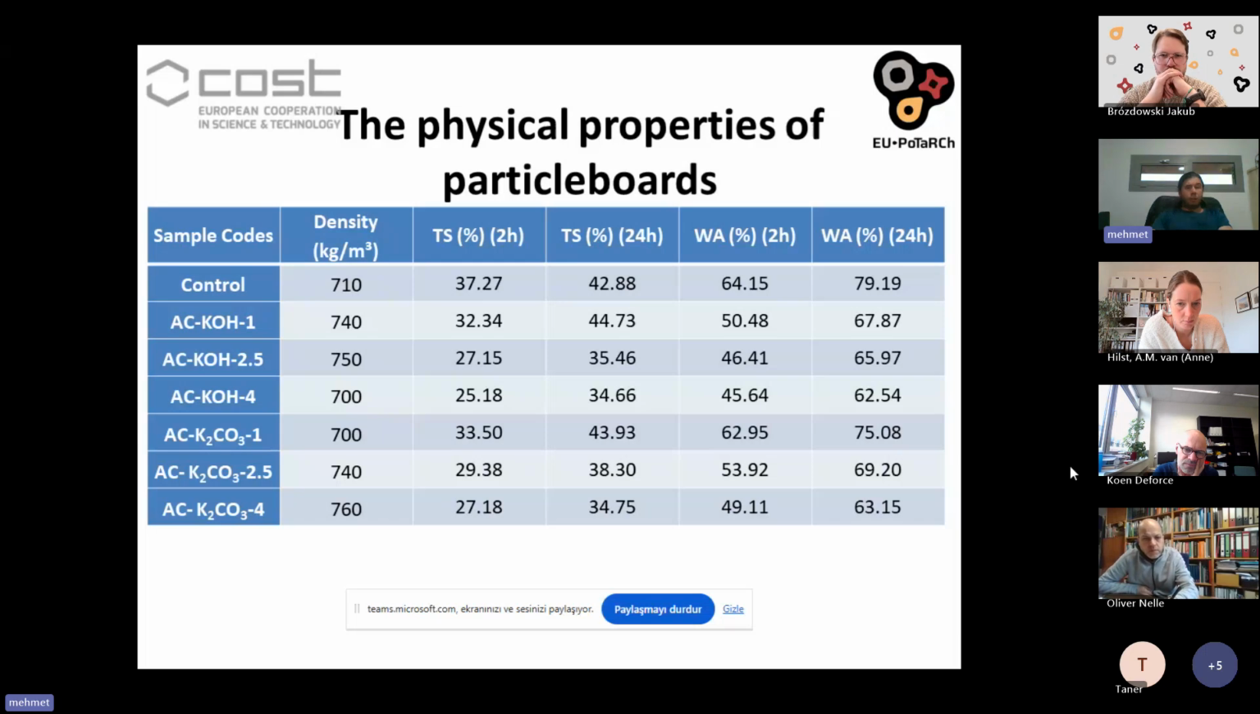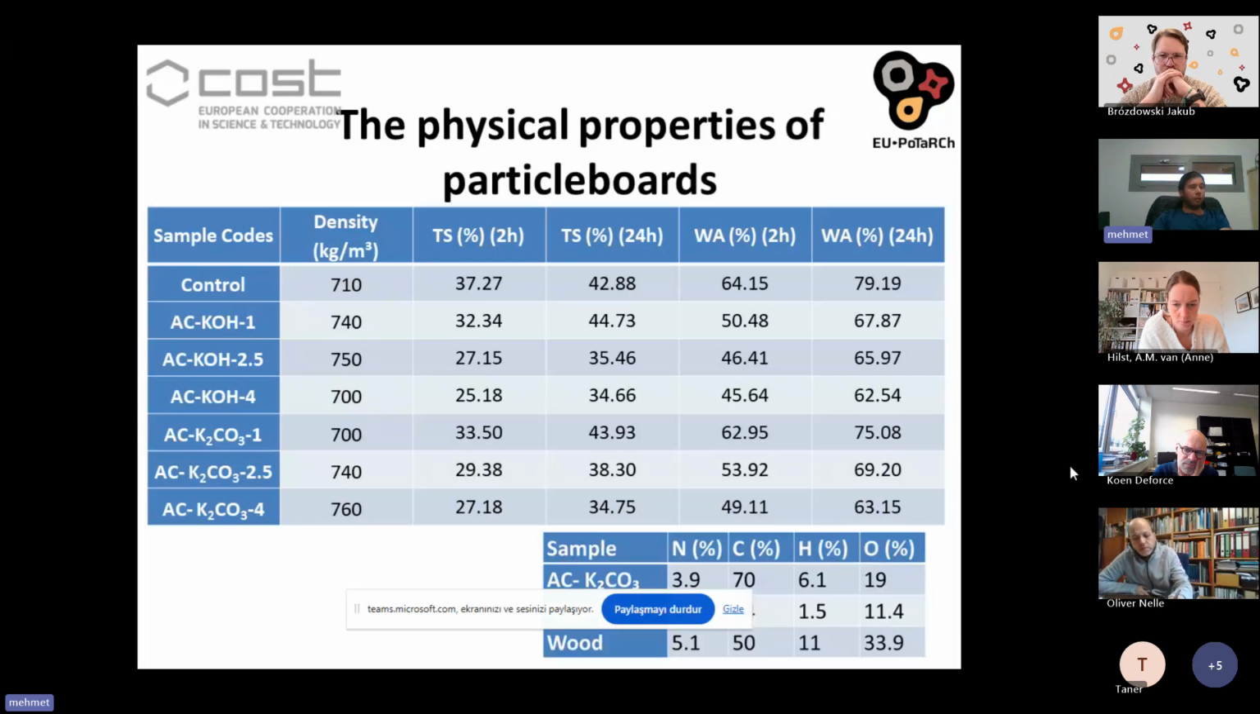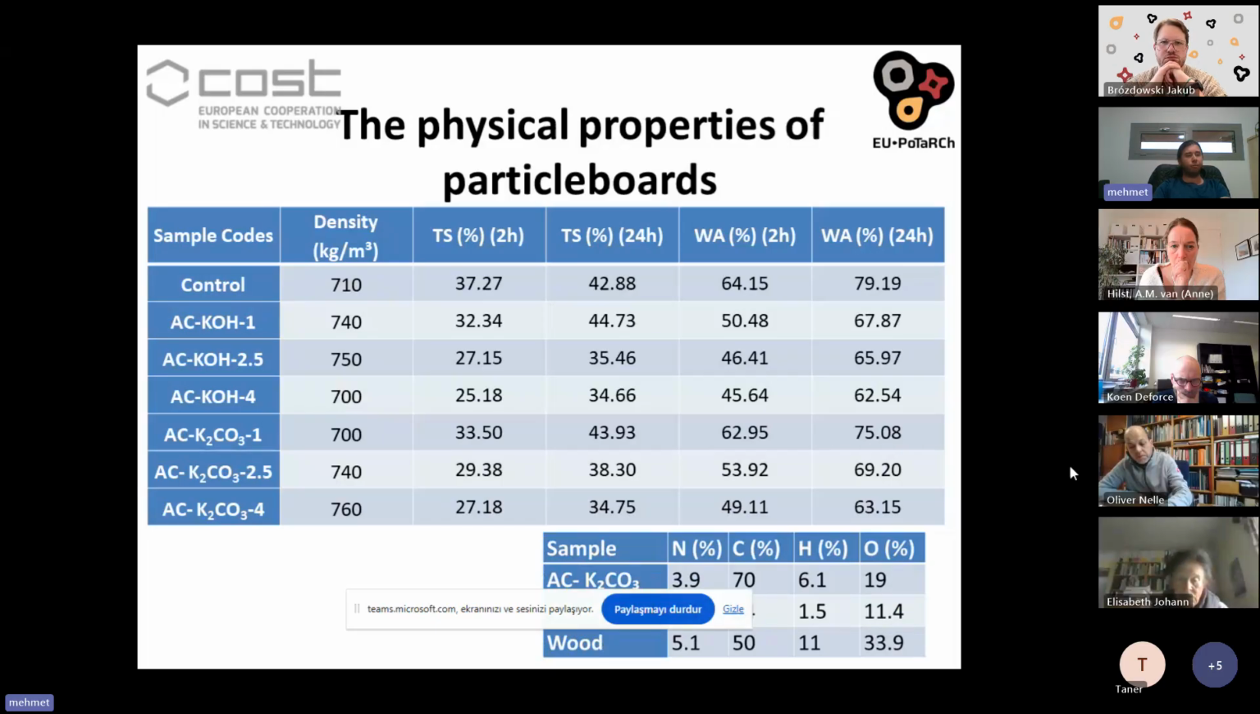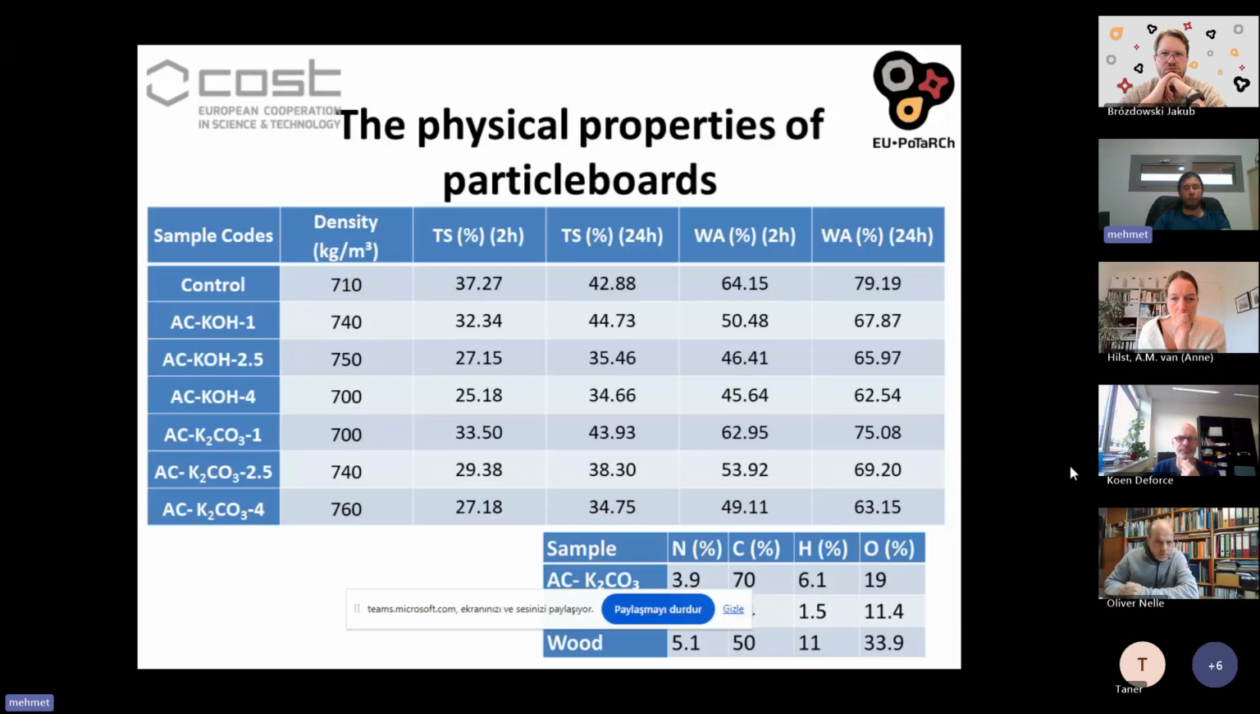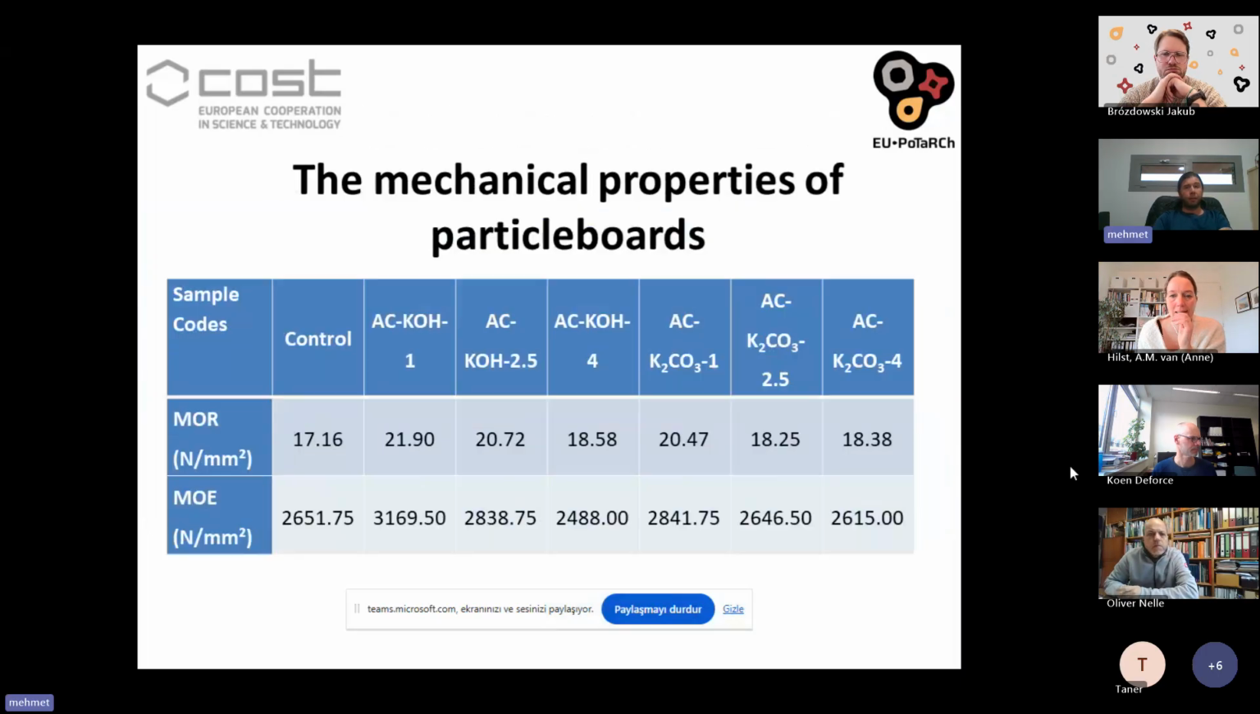This situation, I think, is related to what we saw from the elemental analysis results: the amount of hydrogen and oxygen in the activated carbon decreased. Fiber formed fewer bonds with water. The activated carbon coated the surface, reducing the water absorption by preventing the interaction between water and fiber.